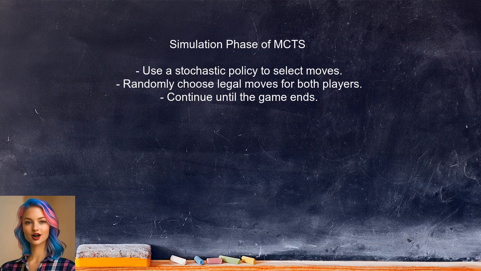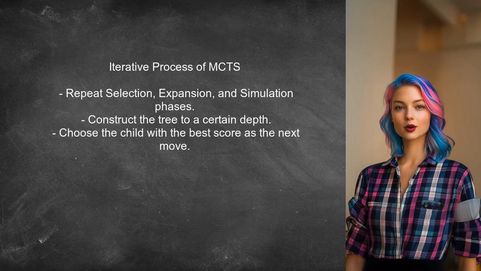In this phase, the user employs a stochastic policy to simulate the game. This means that the algorithm randomly selects legal moves for both players until the game concludes. The stochastic policy can be thought of as rolling a dice to choose moves. After completing the simulation phase, the user returns to the selection phase and repeats the process.